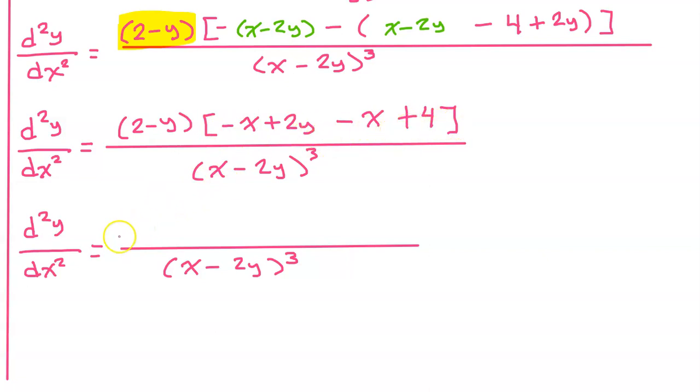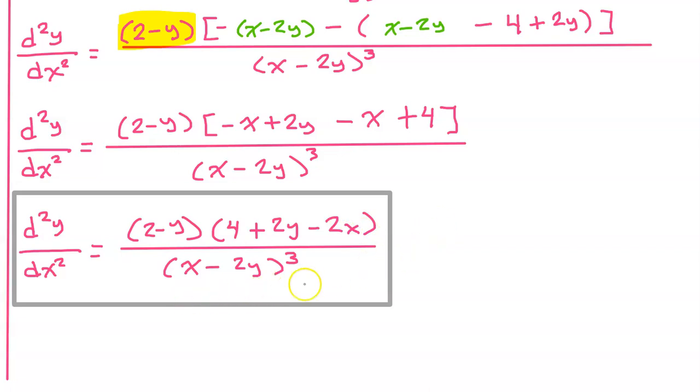Now I'm just going to combine a few more like terms. I still have this 2 minus y in the front. But let's see, we've got the constant of 4. And then I'm going to go ahead and put my 2y next. And then we have minus x, so that's minus 2x. And that is about as much as we can do. So kabam! There's your second derivative.